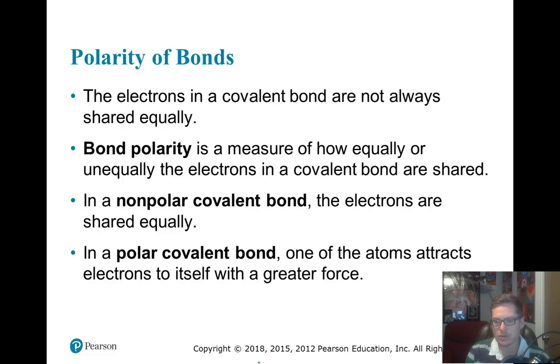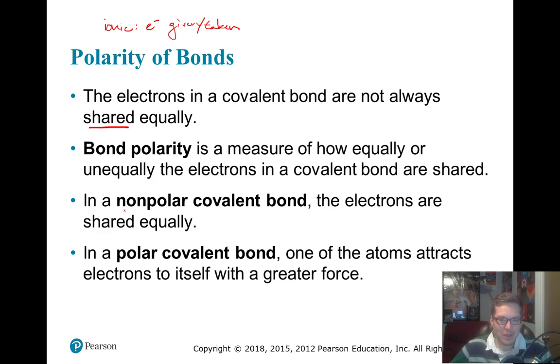So 8 total electrons. Now, remember, in an ionic bond, the electrons are given away or taken. In a covalent bond, which is what we're learning about now, these electrons are being shared. But just like if I shared an ice cream cone with my 3-year-old, I'm not going to share it equally. I'm going to get more of that ice cream than he is.